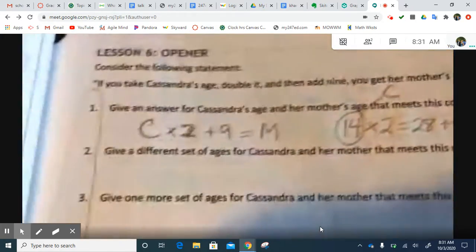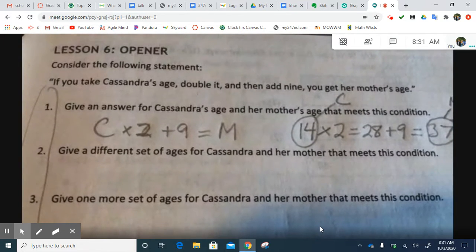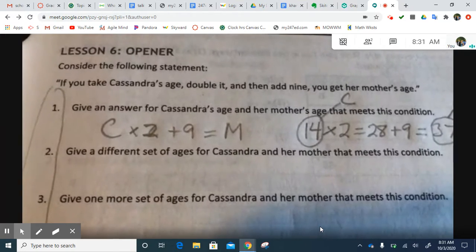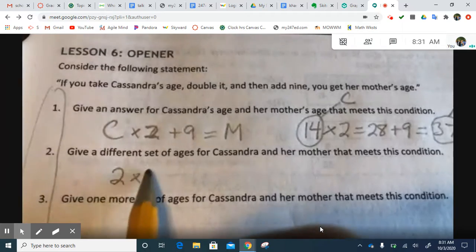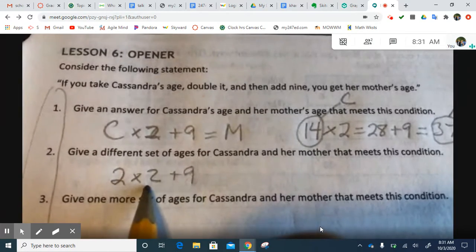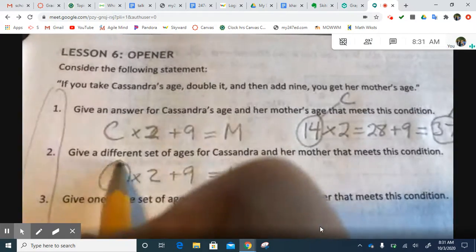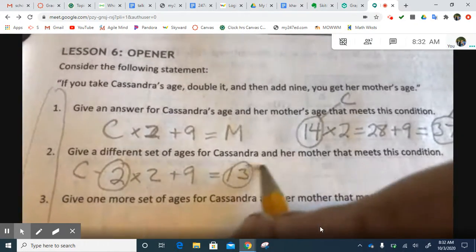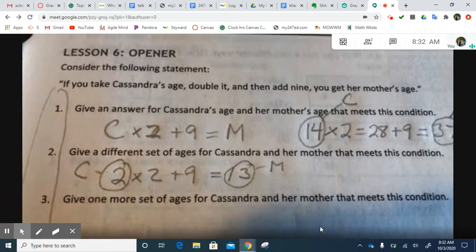All right. Give a different set of ages for Cassandra and her mother that meet this condition. All right, well, what if Cassandra's only 2 years old? So Cassandra's going to be 2, and we're going to multiply that by 2 and then add 9. 2 times 2 is 4. 4 plus 9 is 13. Oh, wow. So that means that Cassandra is 2 and the mom is only 13. Uh-oh. That's a little young.